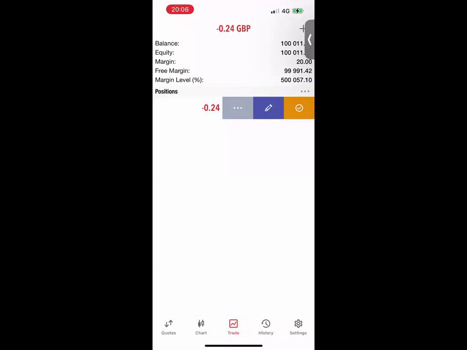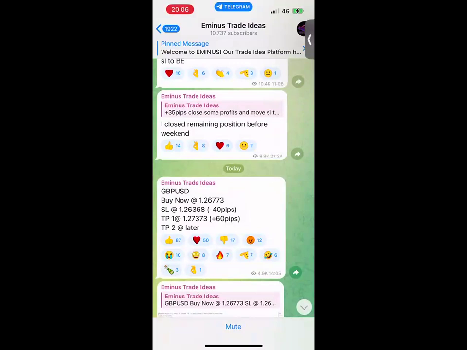So like I said, once you see something like buy now, just go and buy first, right? So that's what he just did. So go back, go to the trade idea on your Telegram. Be snappy, be snappy. So it says buy now.